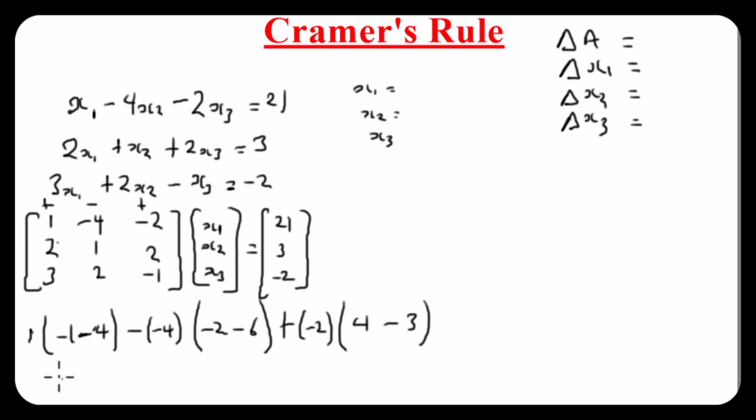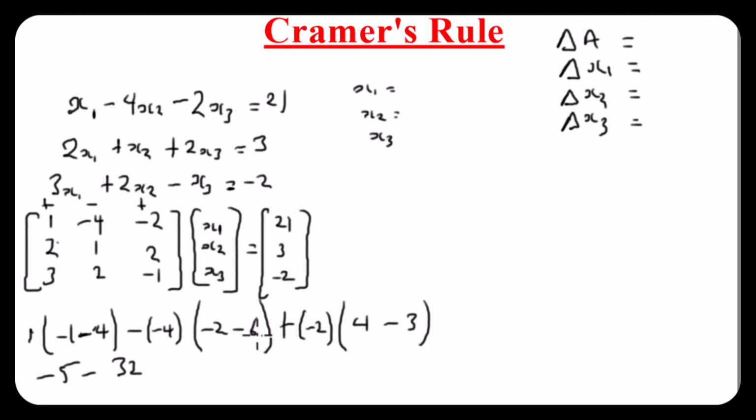Okay, so let's try and simplify. Negative 1, negative 4, that's negative 5 times 1, negative 5. Negative 2, negative 6, that's negative 8. And negative 8 times 4, so that's 32. But will the 32 be positive or negative? I think it should be negative.